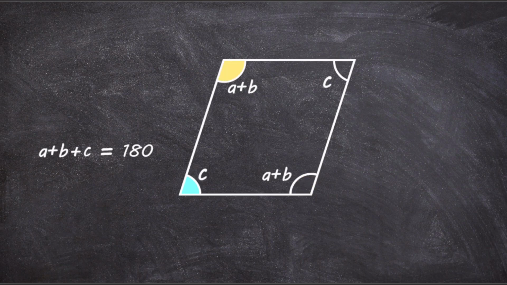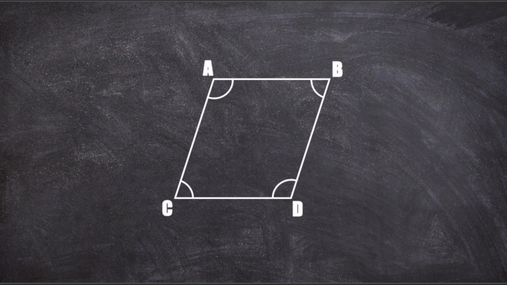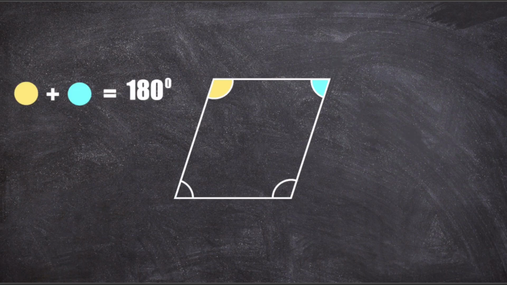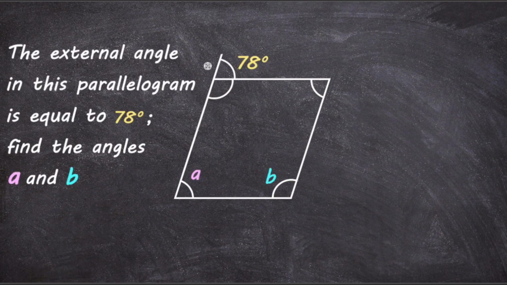The same is true for the left adjacent angles. The top one is A plus B and the bottom one is C, so they are supplementary. And finally, for the right side adjacent angles, their sum is A plus B plus C, which is 180, so the adjacent angles are supplementary. So now you know why in a parallelogram opposite angles are equal and why adjacent angles are supplementary. Here's an example question to test your knowledge.